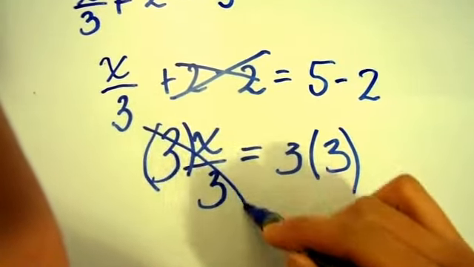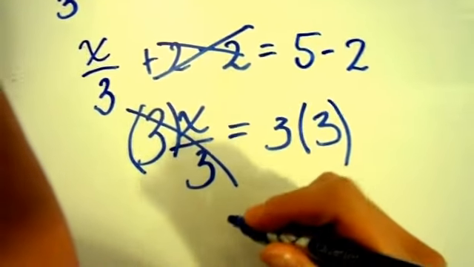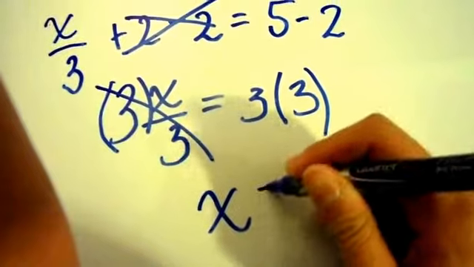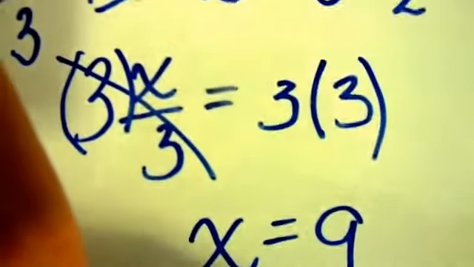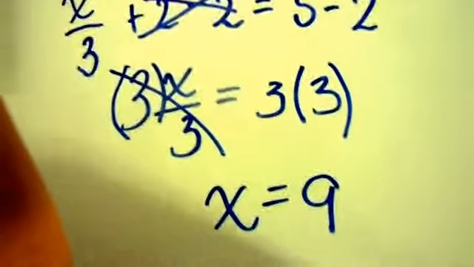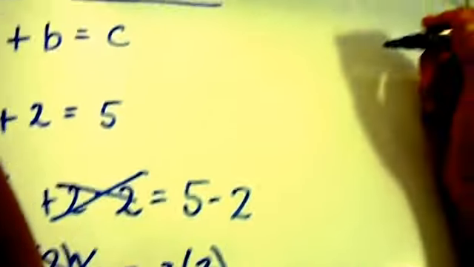Now this is showing we have canceled the coefficient. So 3 multiplied by 3, 9. So x equals 9. Now we have got that done. As usual, we need to verify and check our answer.